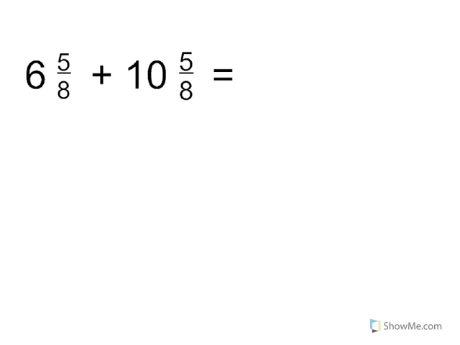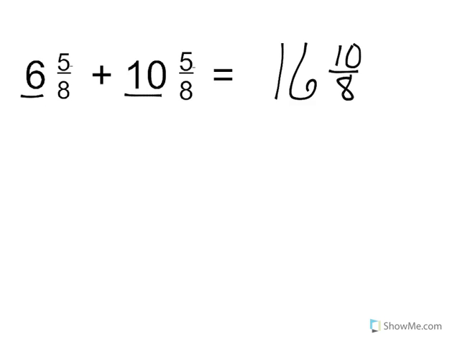Let's take a look at the next problem. 6 and 5/8 plus 10 and 5/8. The first question I ask myself, are my denominators the same? They are, and therefore they stay the same. Now I'm going to add my numerators. 5 and 5 is 10. Then I'm going to add my whole numbers. 6 plus 10 is 16.